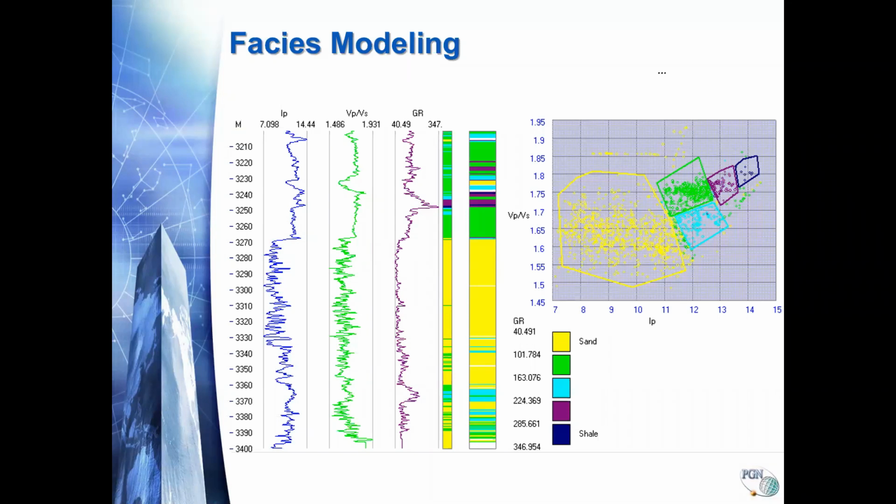So cross plots using these polygons is one way of interpreting the data. Basically, when we have made these polygons within this cross plot, we would call this a rock physics template for that area.